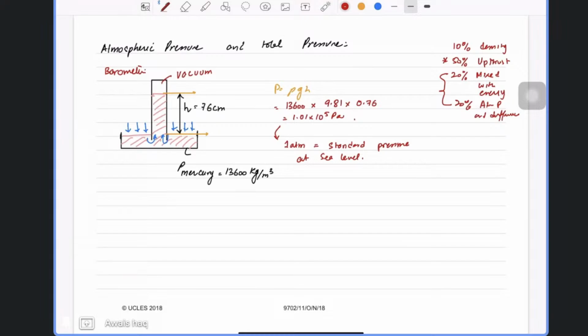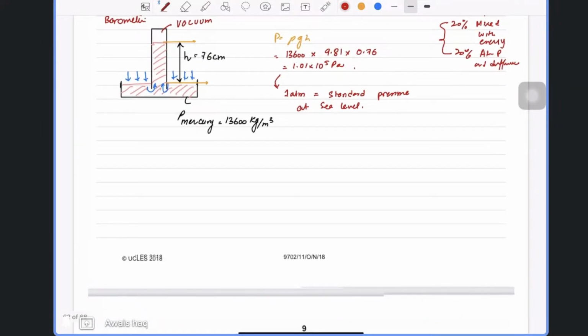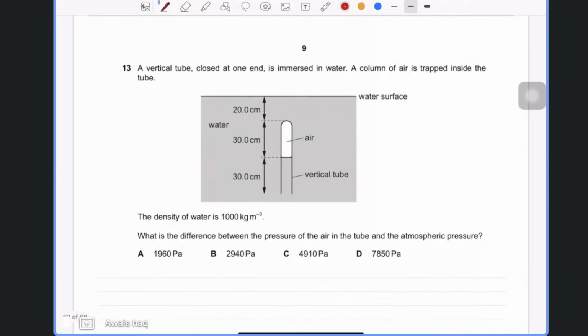Anyway, going to a question where they've given you something like this, they say a vertical tube is closed at one end and immersed in water, and a column of air is trapped inside the tube. The density of water is given. What is the difference between the pressure of air in the tube and atmospheric pressure? All right, so we just need to do that.